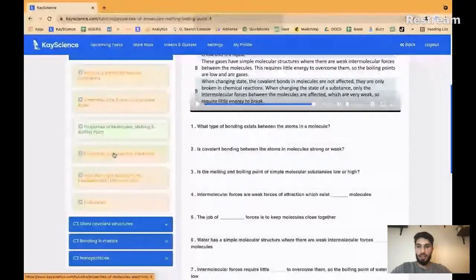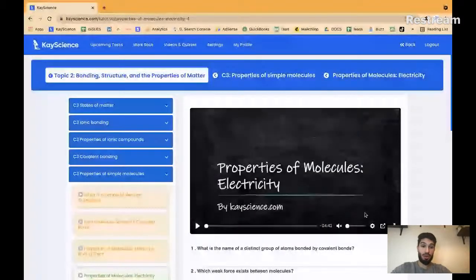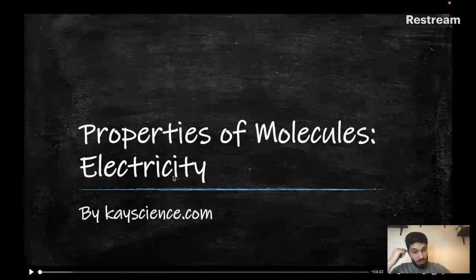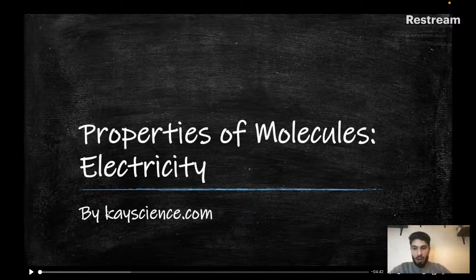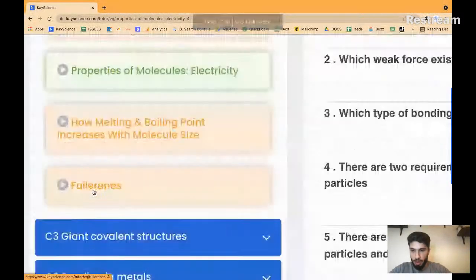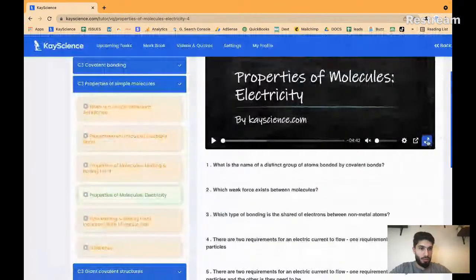Properties of molecules, electricity. This is another 3-mark question. What are their properties when it comes to conducting electricity? Well, they can't conduct electricity. The only molecules that you need to know that can conduct electricity are fullerenes. That is another massive misconception. You have to know that fullerenes can conduct electricity. Please, please, please don't ever think that they can't.